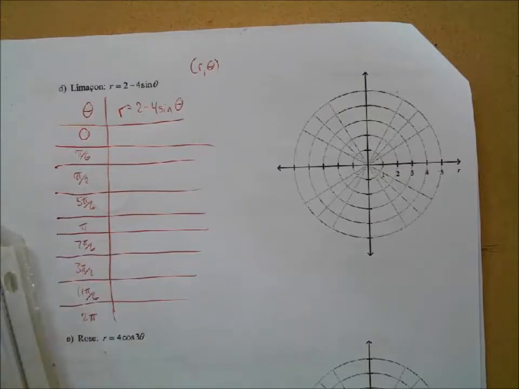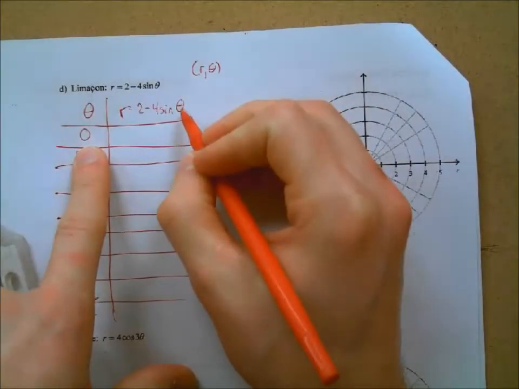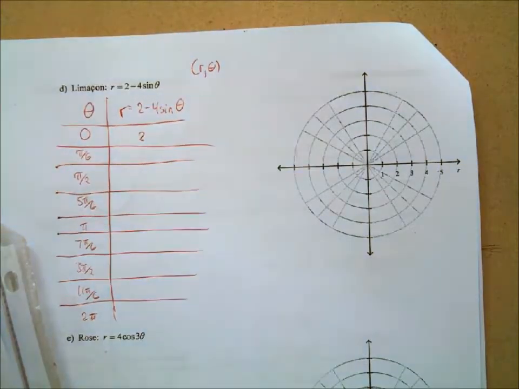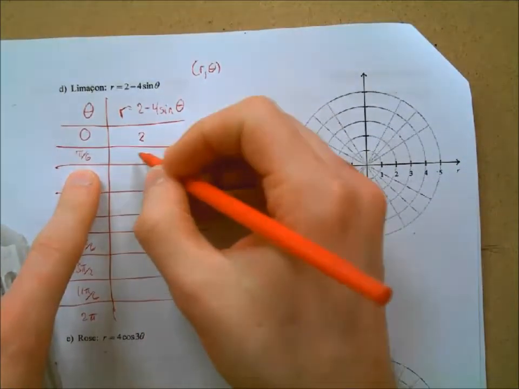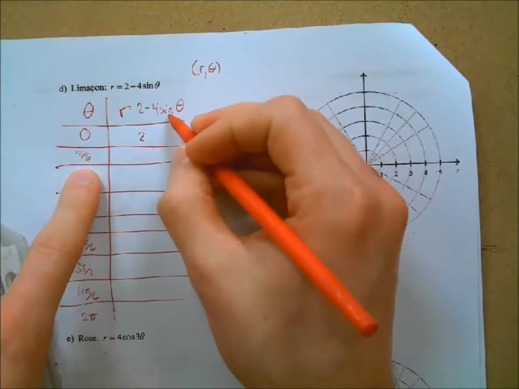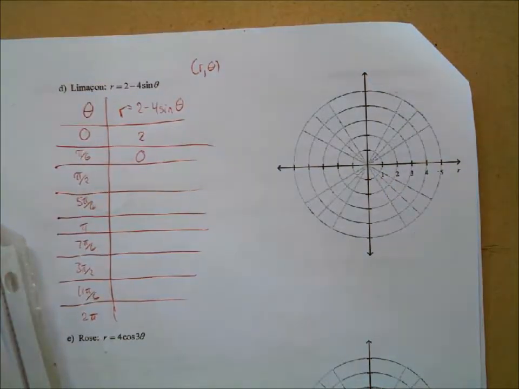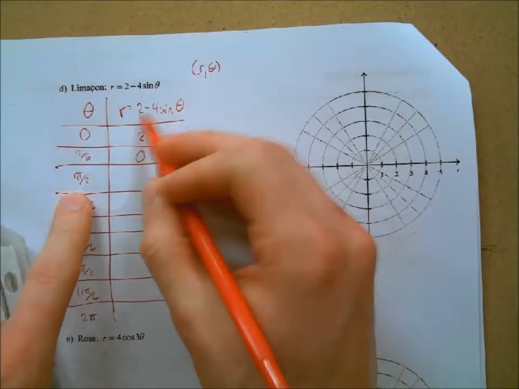So okay, let's plug in 0. Sine of 0 is 0, times 4 is 0. 2 minus 0 is 2. Okay. Pi over 6. Sine of pi over 6 is 1/2. So 4 times 1/2 is 2. 2 minus 2 is 0. Pi over 2. Sine of pi over 2 is 1. 1 times 4 is 4. 2 minus 4 is -2.